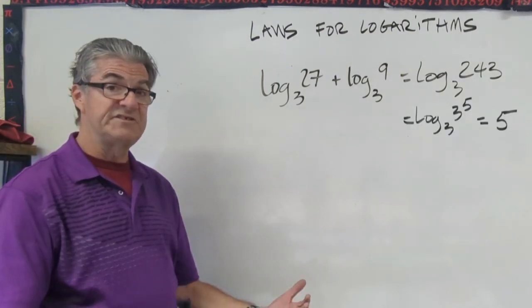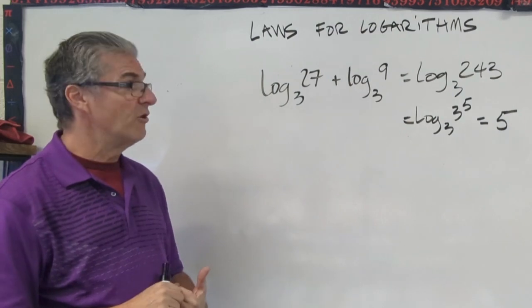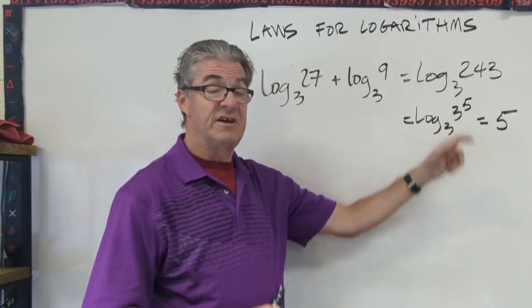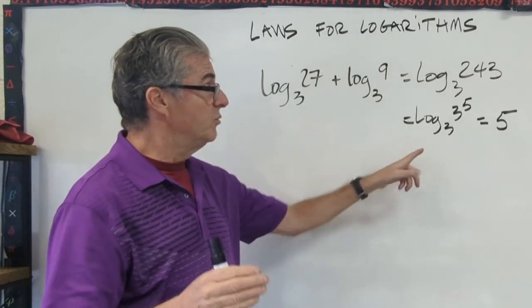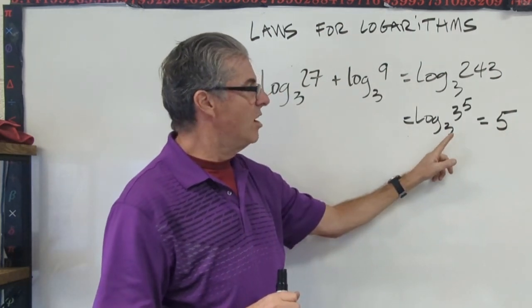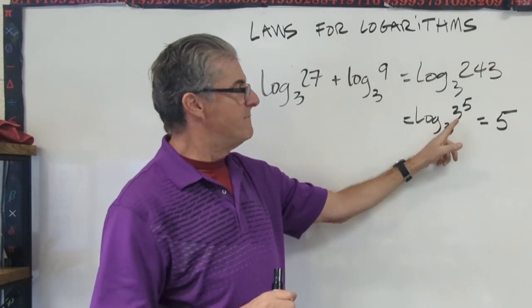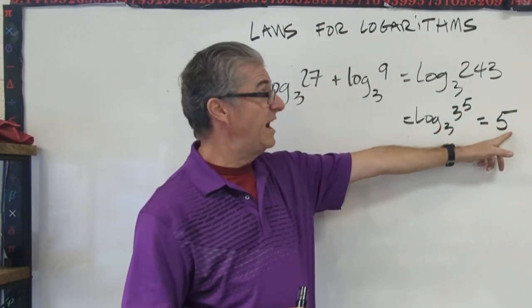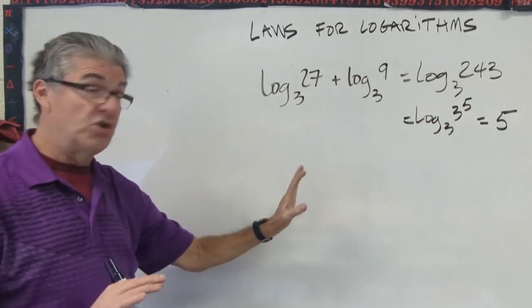243, I hope you found this, is 3 to the 5th power. So this gives me log base 3 of 3 to the 5. And by one of the first two laws, we know that this is 5. Because remember, this is saying what power of 3 makes 3 to the 5. So that's automatically going to be 5. So check this out. It's kind of cool, right?